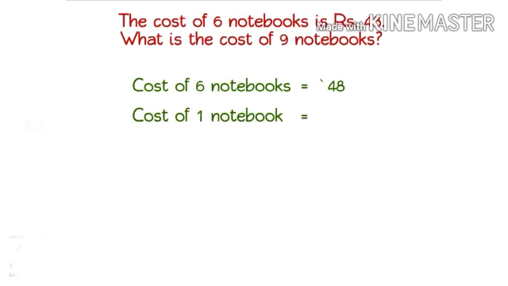Now we have to find what 9 notebooks cost. We know that 1 notebook costs rupees 8, so 9 notebooks cost 8 into 9, which is equal to 72. We found the cost of 1, then many. So this is the unitary method.